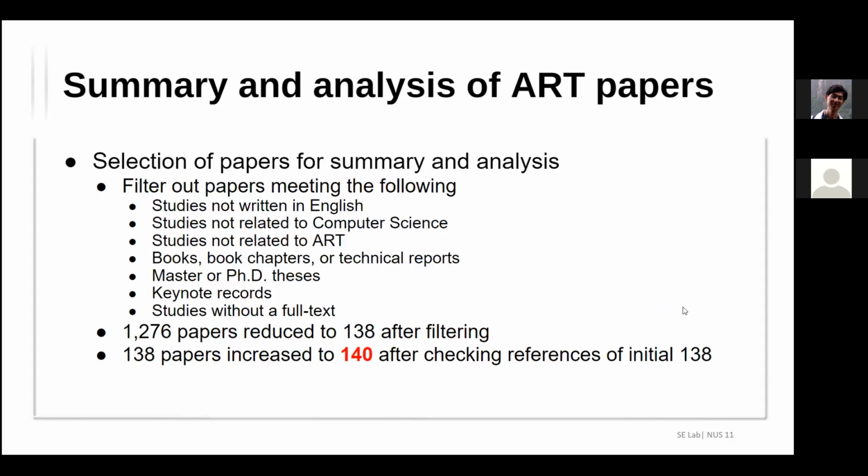And in total, from these repositories, after filtering, they filtered according to some characteristics here, for example, studies not in English, studies not related to computer science, summaries, for example, such as keynote records, studies that are not full text, so they can't fully analyze these studies, or master's or PhD theses. So these are probably cutting edge research that they don't have analysis for. After this reduction, they reduced the original 1,276 papers to 138. And then they checked the references of these initial 138 papers and found 2 more papers to add in. So there's a total of 140 papers, as mentioned before.